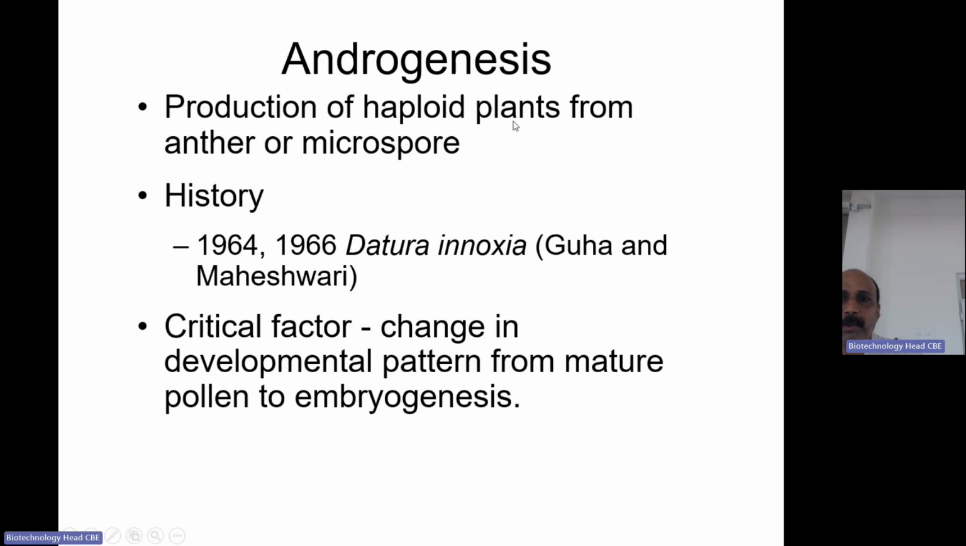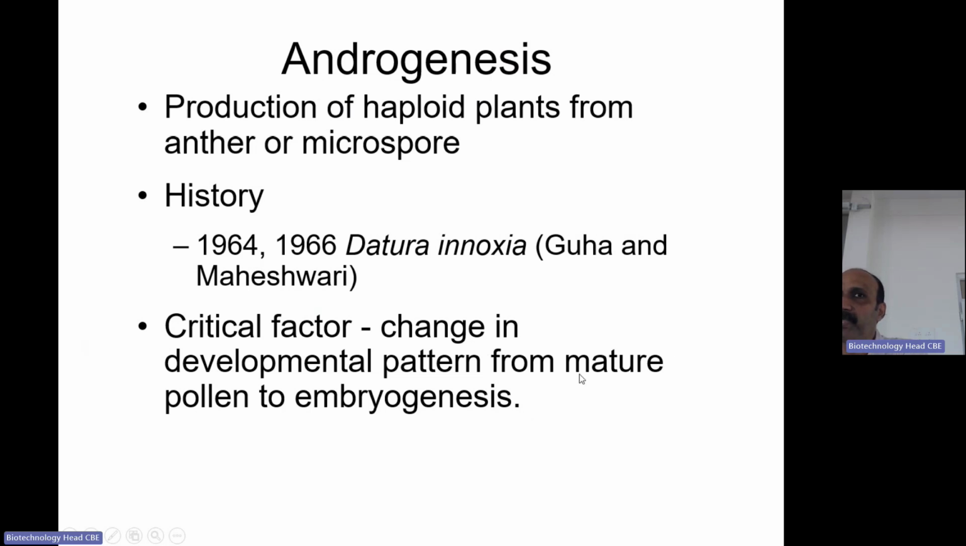So androgenesis is the development of plants from anthers, haploid plants from the anthers or microspores. First discovered by Guha and Maheshwari, right? Should not forget this, again, from an examination point of view. And the critical factor is the change in the developmental pattern from the mature pollen grains to embryogenesis.